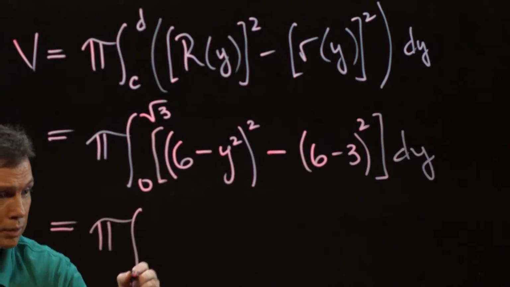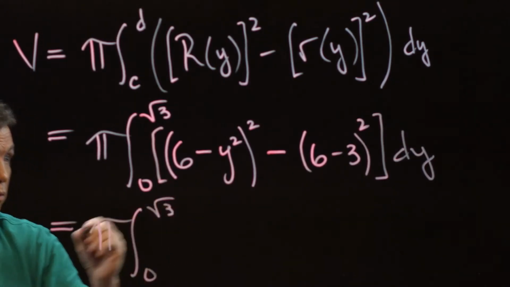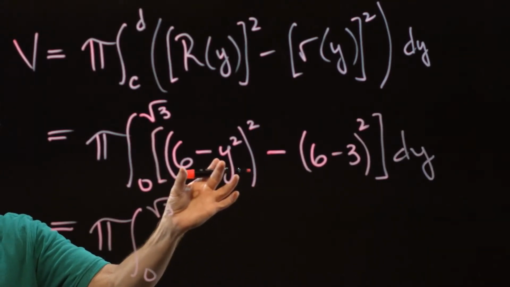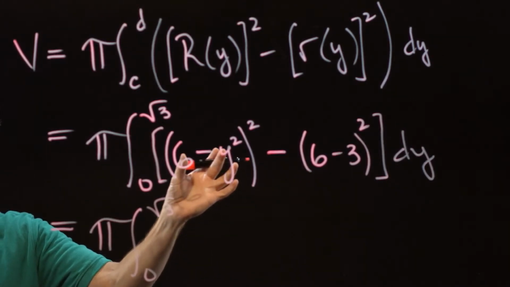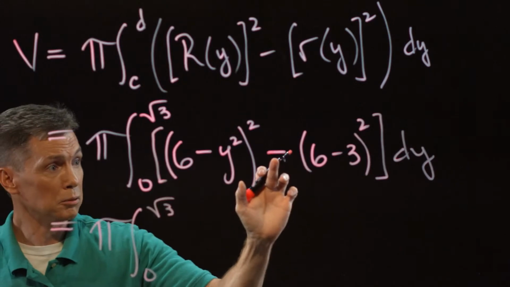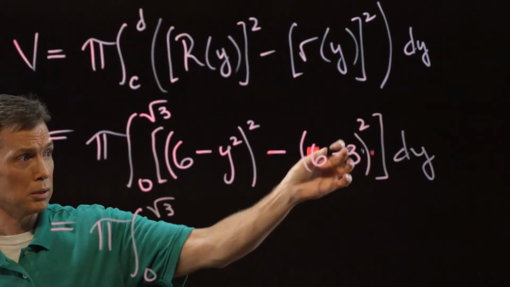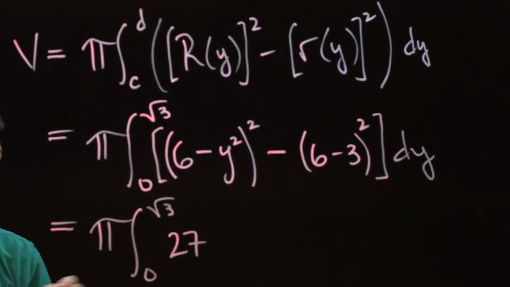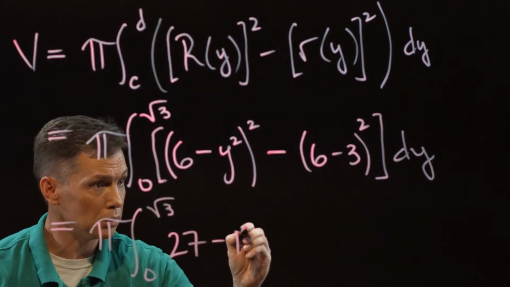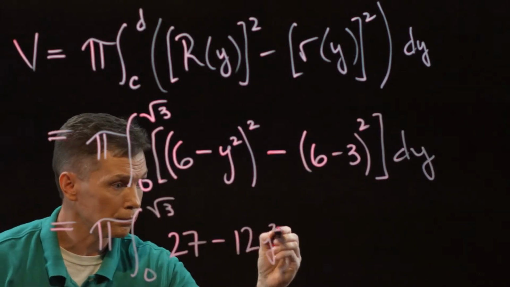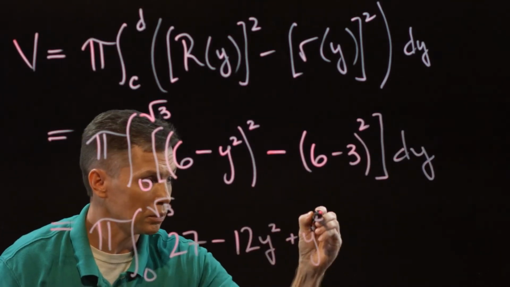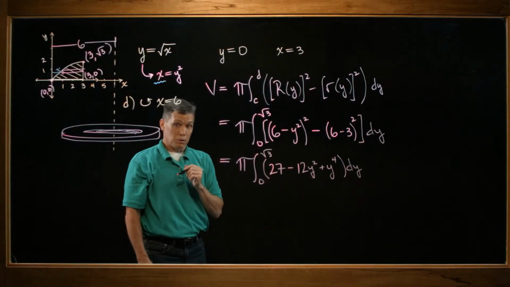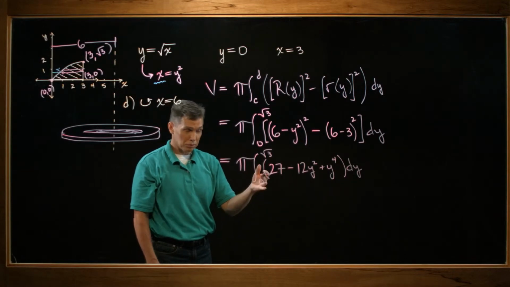I still have my pi, integral 0 to square root of 3. The algebra cleanup, so I'm going to go ahead and FOIL this. If you'll let me do this, I'm going to do a little bit of arithmetic in my head as well. I'll FOIL this and get 36, but then I'm going to be subtracting 6 minus 3 is 3, squared is 9. So 36 take away 9, 27. Continuing with my FOIL, minus 12y squared plus y to the 4th. A little bit of algebra cleanup, and now we get to do some calculus, finally.